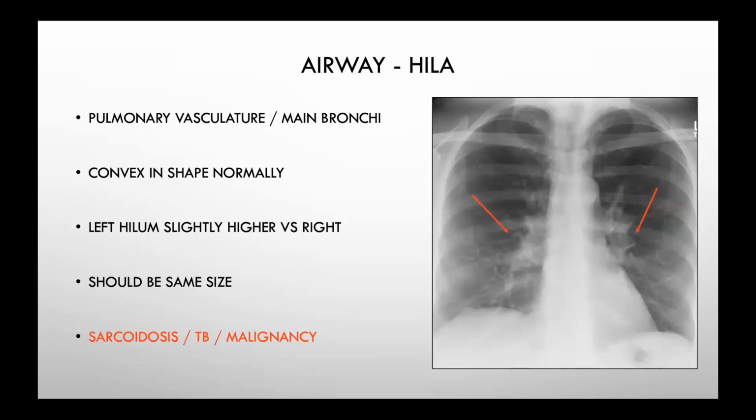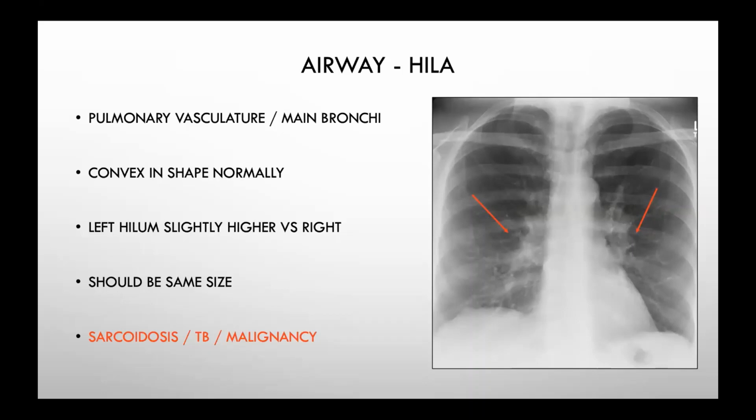The hilar, this often gets very confusing. I think broadly speaking, your hilar is just the conglomeration of your main pulmonary vessels and your main bronchi. The way to think about it is that it's convex in shape. The left hilum is usually slightly higher than the right, and I'll show you in a moment why that's important. And they should really be the same size.